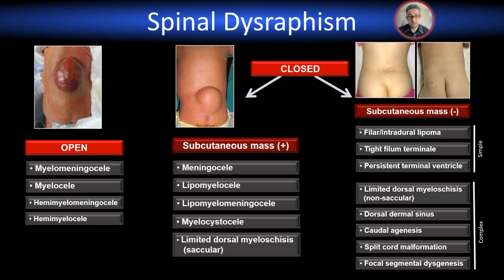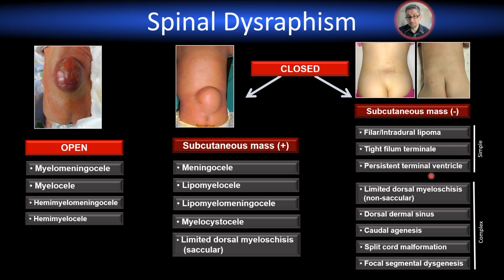So what are these anomalies? You can see the open and closed spinal dysraphisms. In the open group, the most common one is myelomeningocele. The others are so rare. They're all rare, but some of them are extremely rare, as you can see in this group. And meningocele, for example, is a rare anomaly, very rare anomaly.